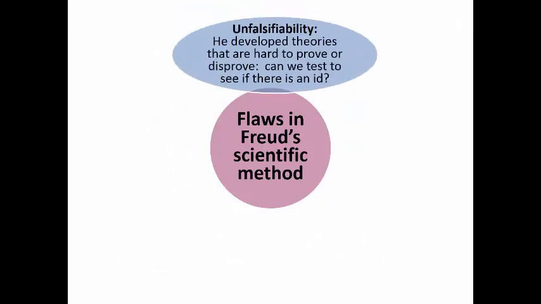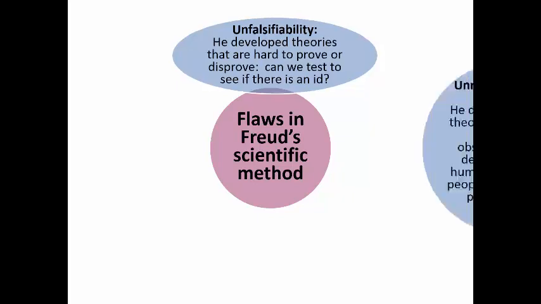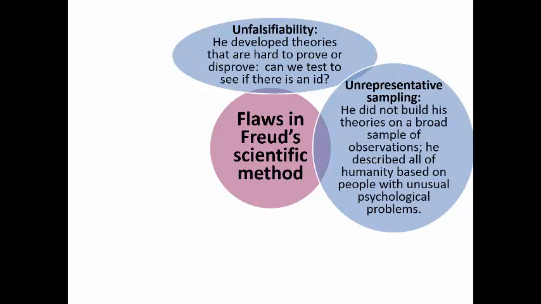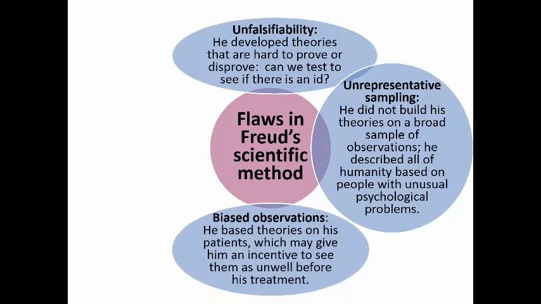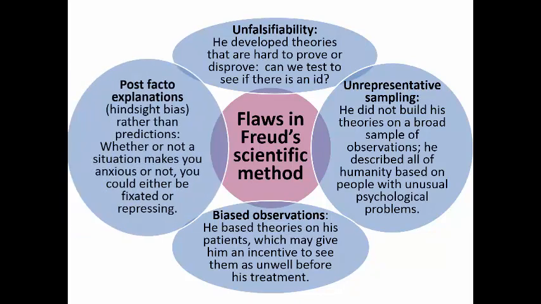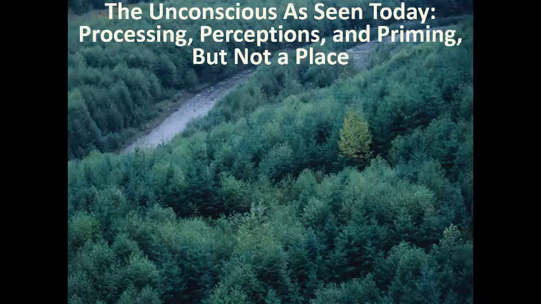Well, it's unfalsifiable, so there's no way to test it and there's no way to check if it's wrong. He had unrepresentative sampling. He was working primarily with upper middle class women in Vienna. It's not a representative sample. He had biased observation, so he based theories on his patients, which may give him incentive to see them as unwell before the treatment. And post facto explanations are the hindsight bias rather than predictions. So he would look at the outcome and then make judgments about how the personality functioned before, which we know can be biased based on the hindsight bias.